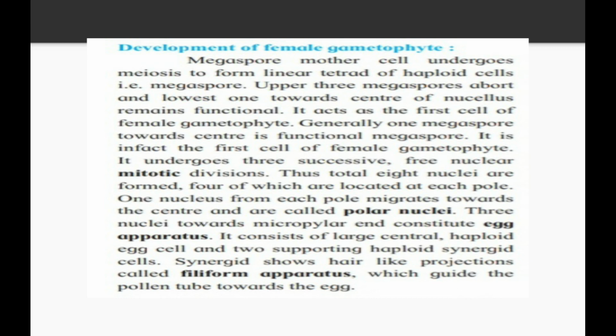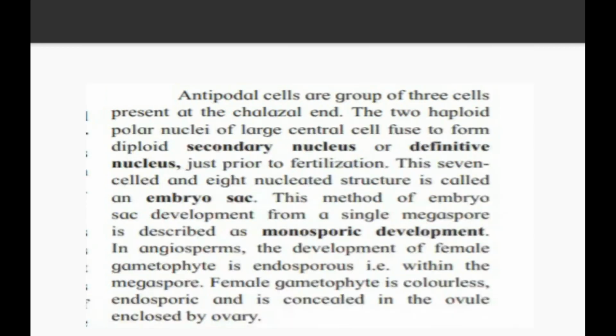Synergids show hair-like projections called the filiform apparatus, which guides the pollen tube towards the egg. Whenever the fertilization process takes place, the pollen tube is a carrier of the male gametophyte. Two nuclei are there, and that male gametophyte has to fuse with our egg, and therefore the filiform apparatus is very necessary. The filiform apparatus provides the direction for the pollen tube towards the egg.